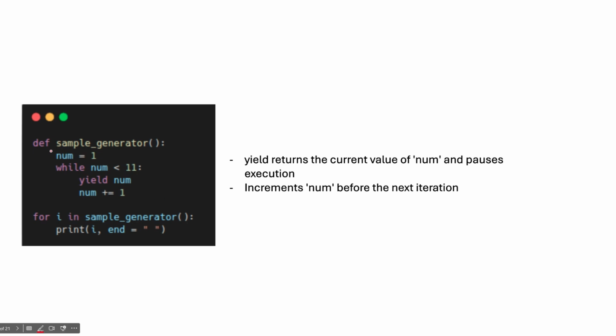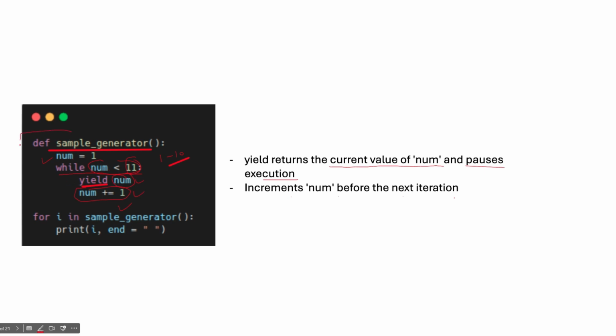You can see here we are creating a function, sample generator. We have taken a number and each time we are incrementing this number. Here is a while loop, and here we have the condition that num is less than 11. It means it will run from 1 to 10. Now instead of return, we write yield num. Yield returns the current value of num and pauses the execution, and num is incremented before the next iteration. When you call next again, it will resume from where it left. It stops the execution, waits for the next iteration, and then generates.